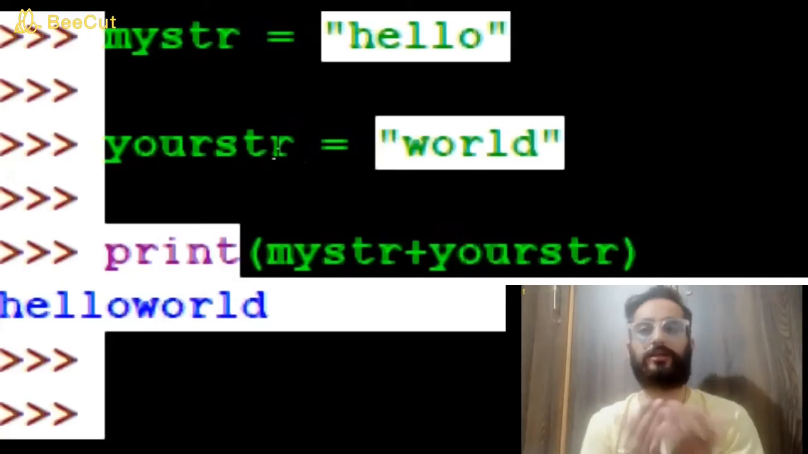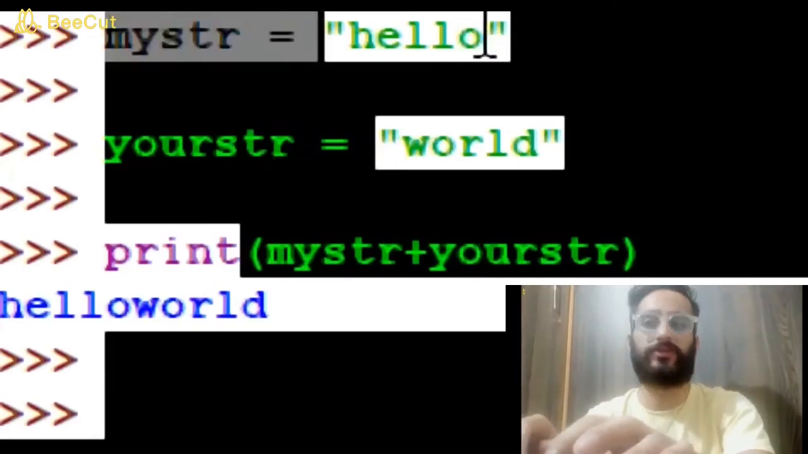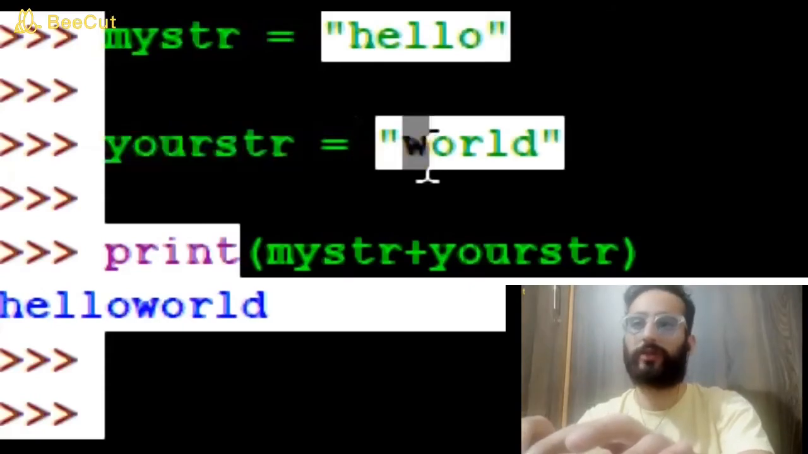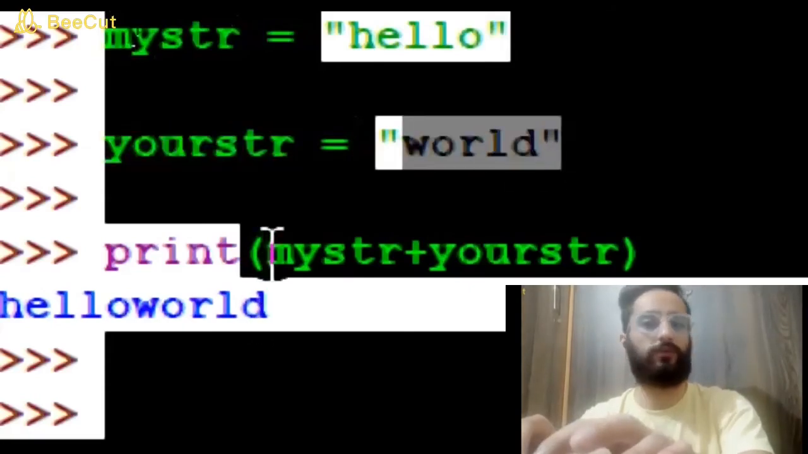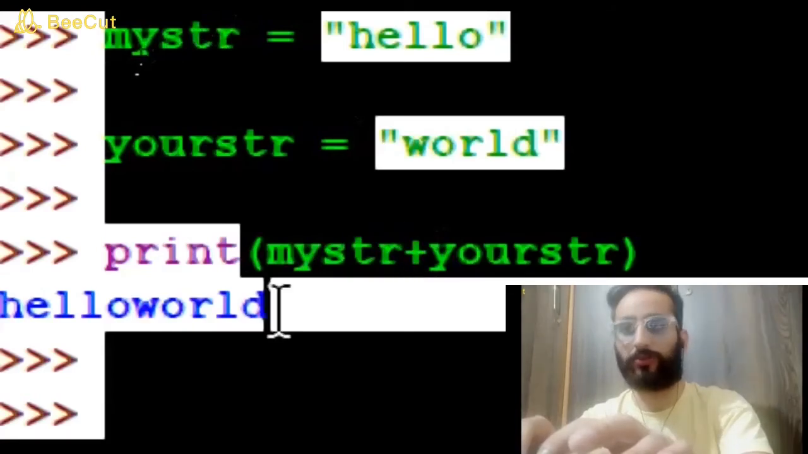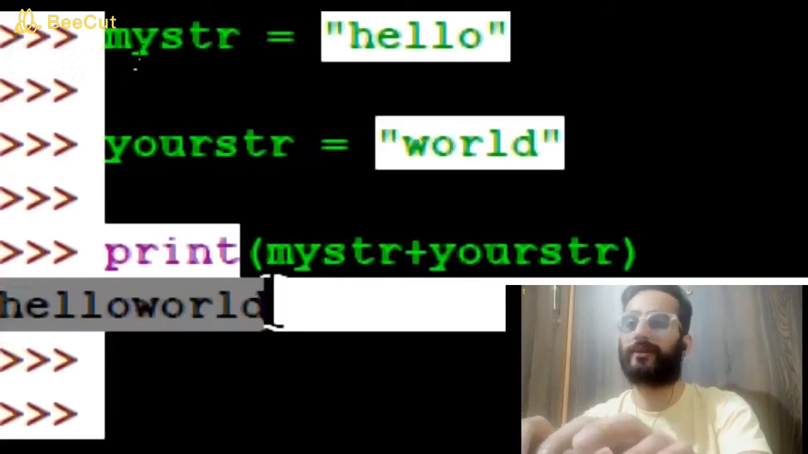What is concatenation? Concatenation means we join two strings together and that becomes one string. Here we had defined one string my string, which has the value hello. Our second string was your string, whose value is world. And when we concatenated both with the plus operator, it printed the concatenated string, joining both, that is hello world.